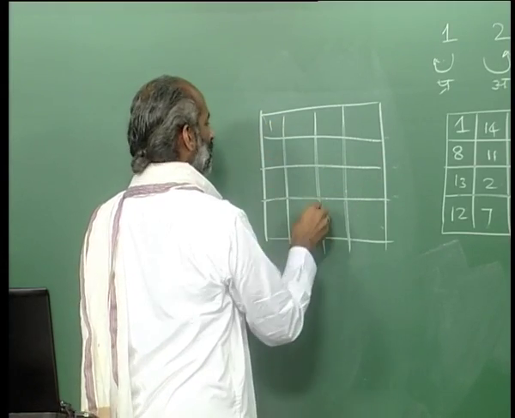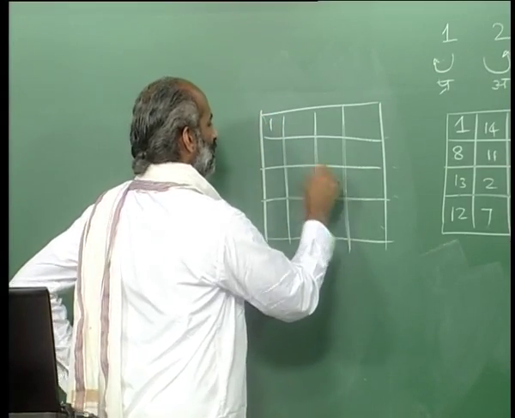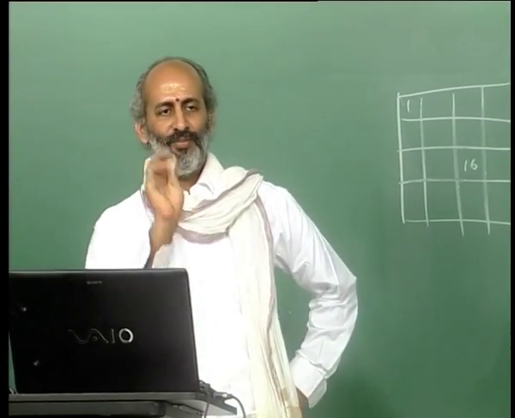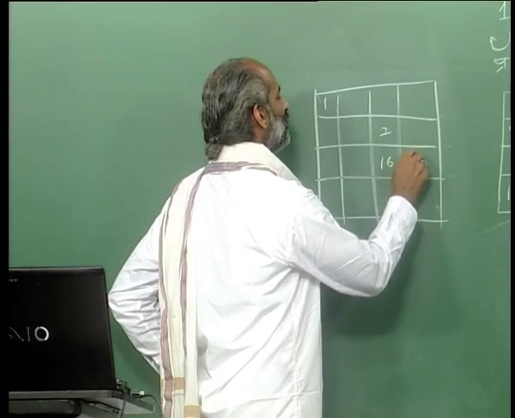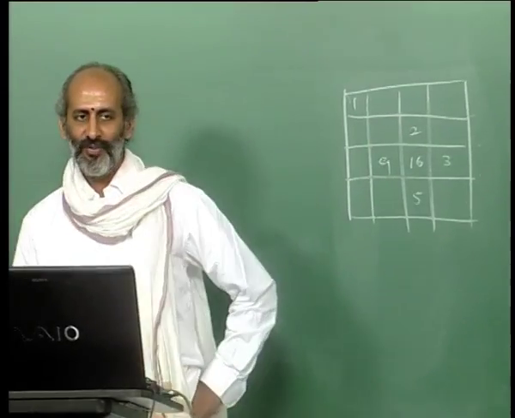So you start with 1, and then it says that suppose you choose 16, if you remember the neighborhood of 16. So, the neighbors of 16 are 2, 3, 5 and 9. So, this can be placed in any way you want. So, these are the 4 neighbors.